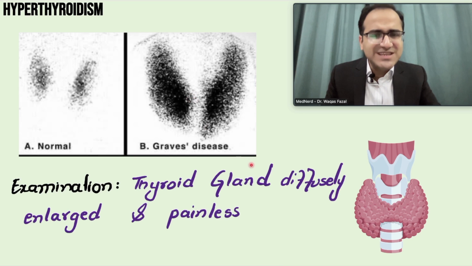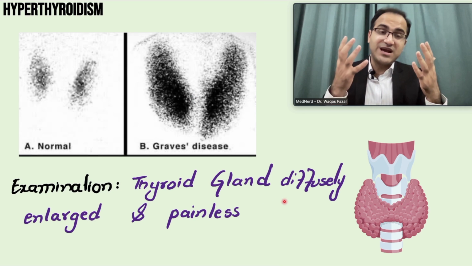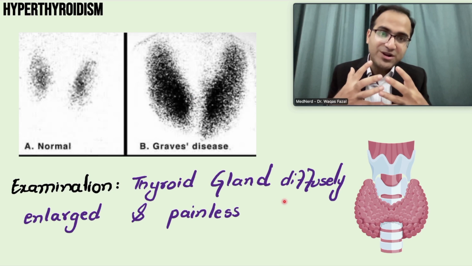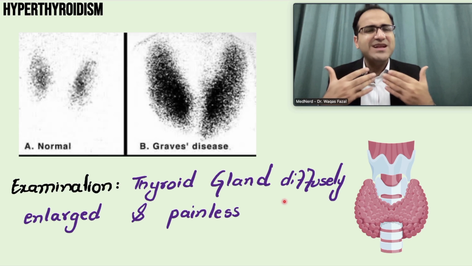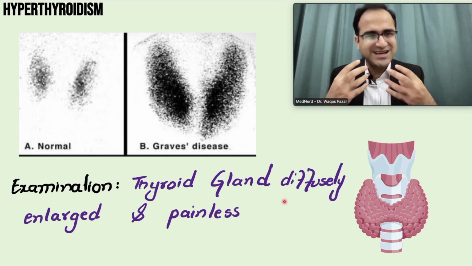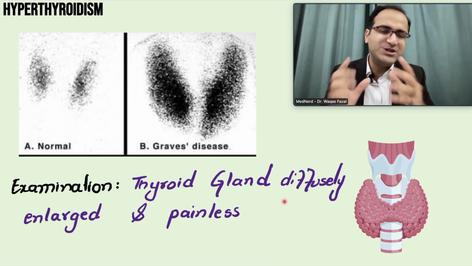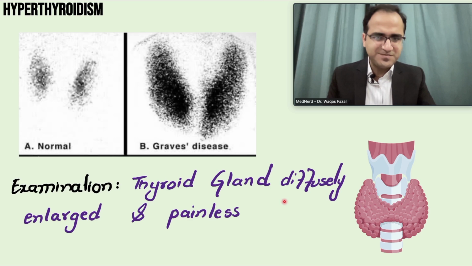Other than that, when you examine the patient with Graves' disease, the thyroid gland is diffusely enlarged, and sometimes the patient can also have a goiter, and that will be a painless goiter. The patient will not be having pain. The thyroid gland will be smooth on examination. A smooth and enlarged thyroid gland is seen in patients with Graves' disease. The thyroid gland is painless.